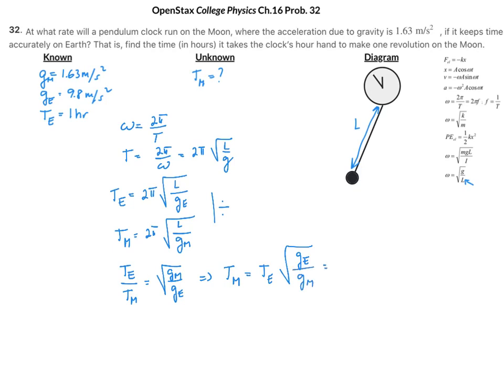So that is 1 hour times the square root of 9.8 meters per second squared divided by 1.63 meters per second squared. And when we plug these numbers into our calculator, we end up with 2.45 hours.